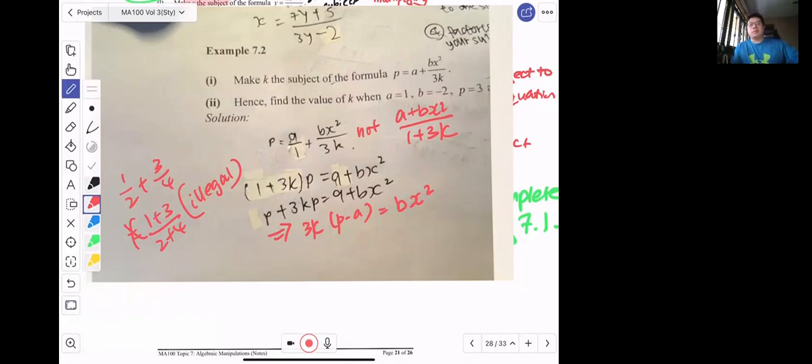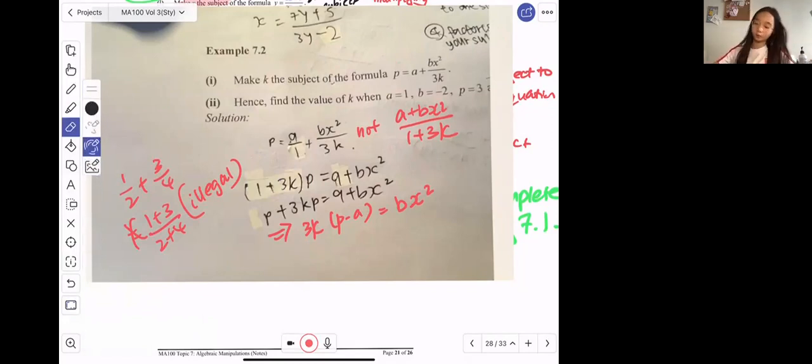Then, if I divide by 3, that means I put k, then bracket p minus a. Yes, that's what you are left with on the left. On your right side you have bx squared over 3. Divide by 3 on both sides first.